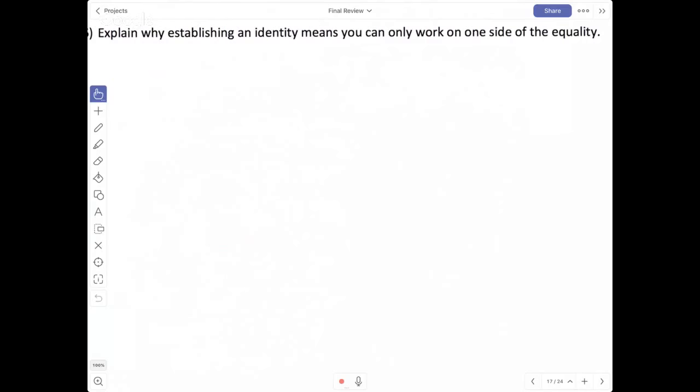Explain why establishing an identity means you can only work on one side of the equality.